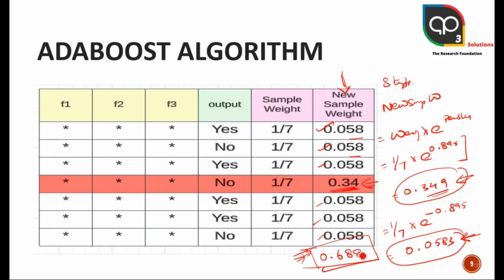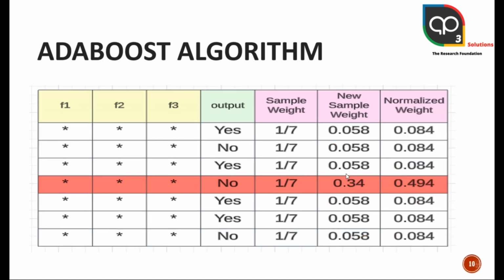So kindly just divide this here, 0.058 divided by 0.688, and kindly make it the same for all, and of course here also 0.068. And once done, I just get the updated value like this.